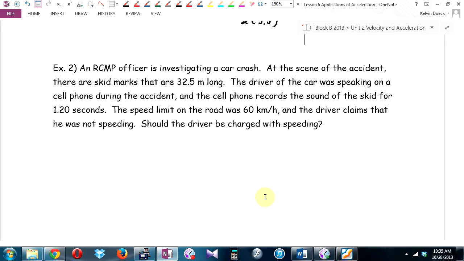What's this question asking me to find? This one's a bit trickier. First of all, a velocity. Which velocity? By the way, what's V final? I know this. Gotta be 0, right? Car accident, 0. So it's asking me to find V initial. We're going to find V initial in meters per second. Then we'll convert it to kilometers per hour. And if it's bigger than 60, we charge him. If it's smaller than 60, he gets off.